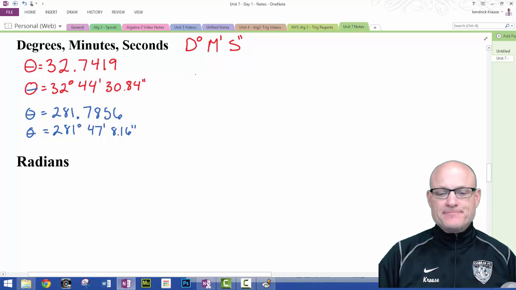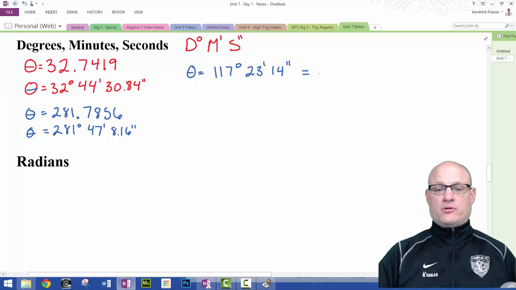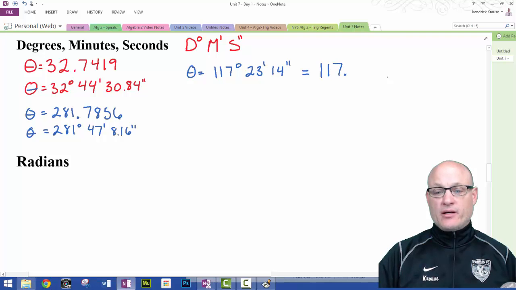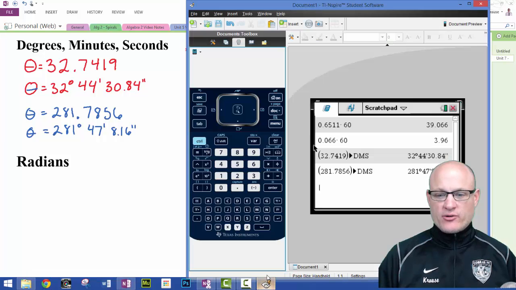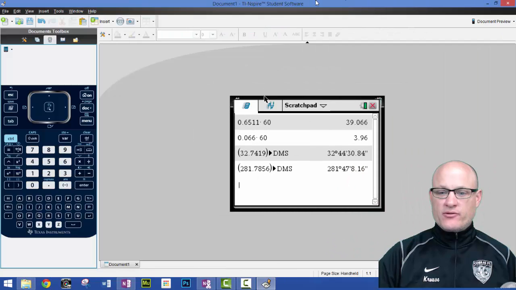Then they could say, okay, let's say theta is equal to 117 degrees, 23 minutes, and 14 seconds. What is that as a decimal? Okay, I know it's going to be 117 point something. I also know that point something is going to be less than a half. This is 23, so it's probably going to be like 0.4, 0.43. I don't know. Let's see. What you're going to do here is kind of creative. This is done a little bit differently.